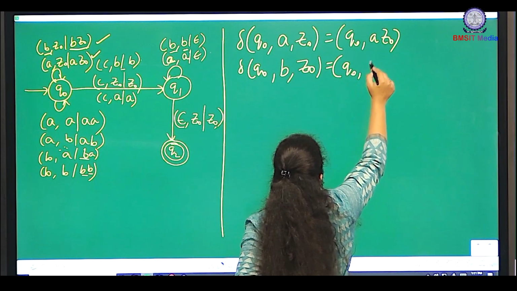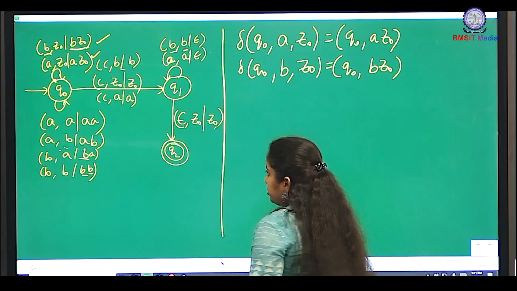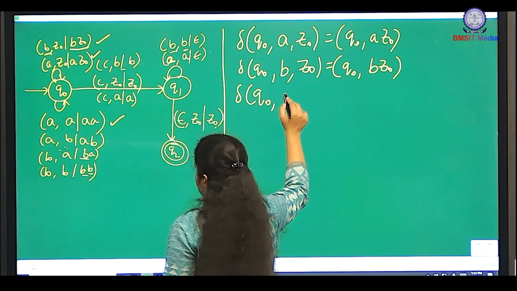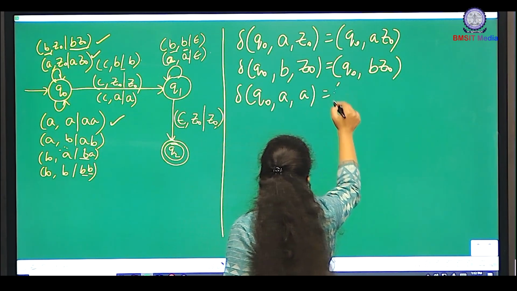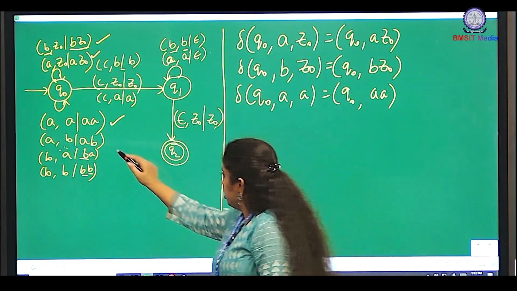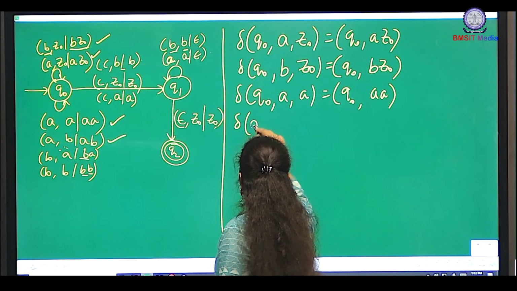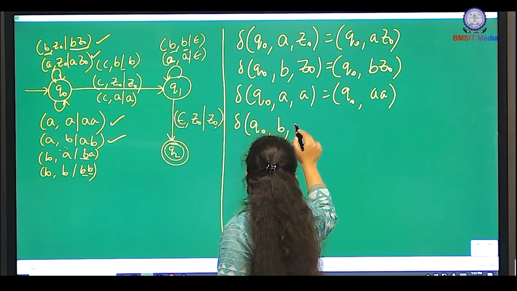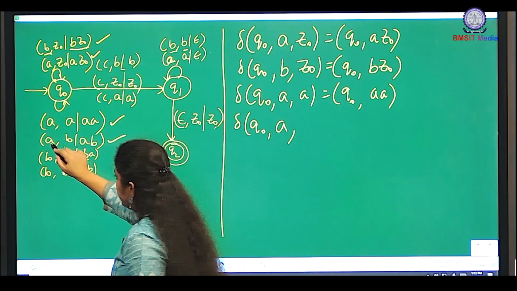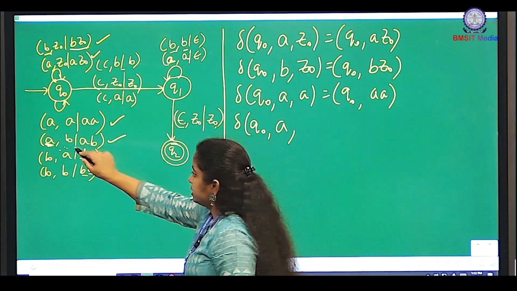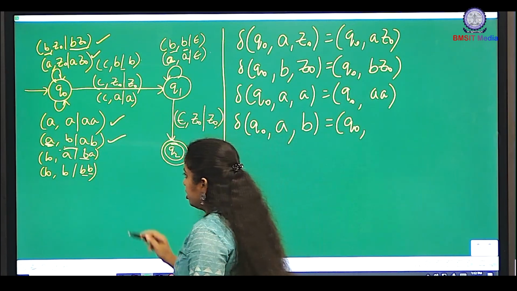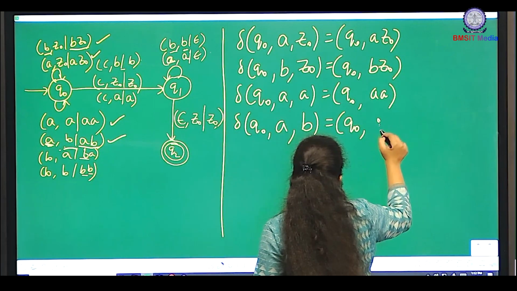So, Q0, B, Z0. Similarly, for these, delta Q0, A, you will simply push it onto the stack, AB. Q0, B, A is the input symbol, B is the stack element. So, what do you do? Stay in the same state, AB, you push it onto the stack.